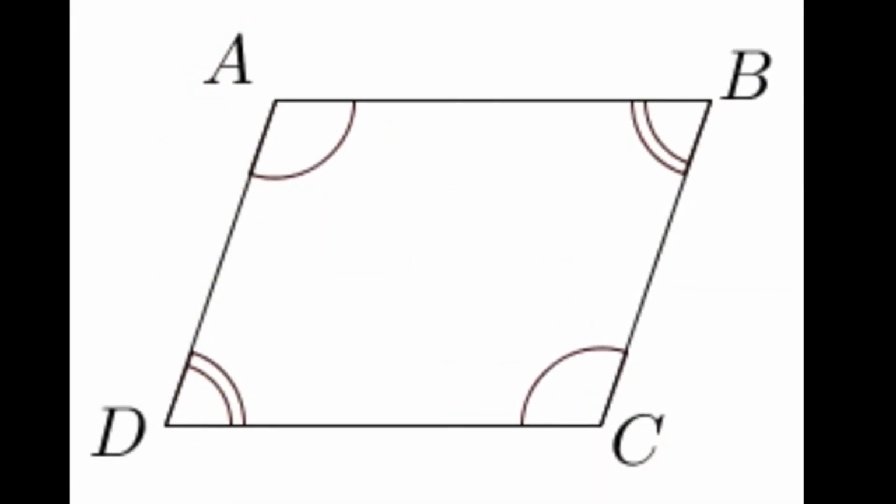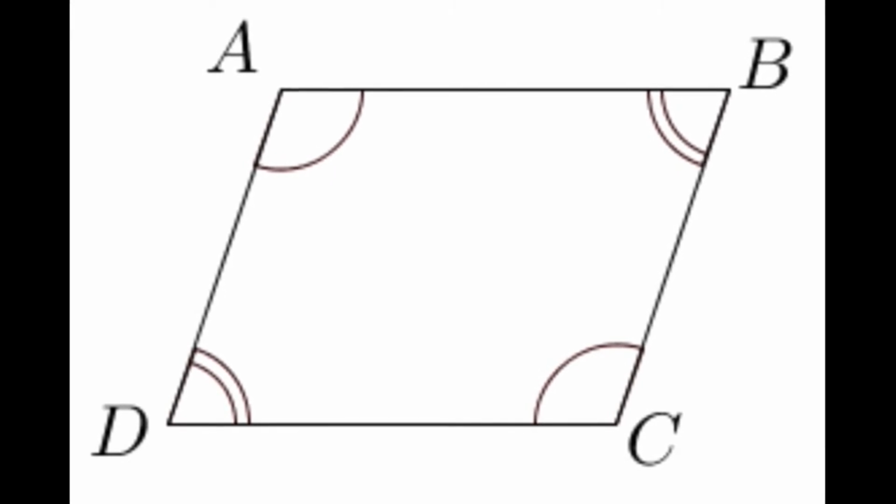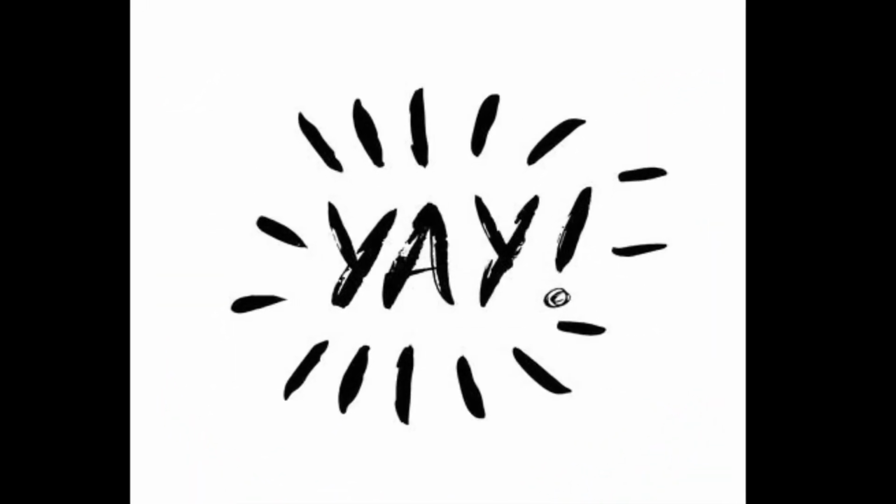Now for our last problem. Is this quadrilateral a parallelogram based on the given information? Yes, it is. Both pairs of opposite angles were congruent.